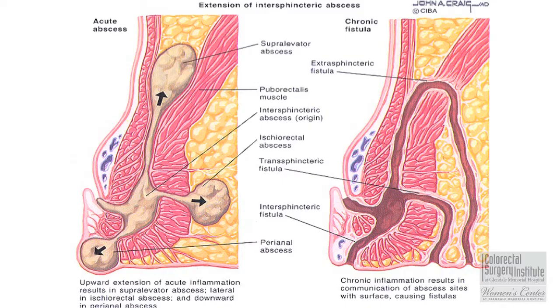They can become quite complicated. Because of these anatomic spaces and grooves, they can go north, they can go south, or they can go laterally and create these various tracts and tunnels. The vast majority are like this, or perhaps like this. This represents less than 5% of the anal fistulas. So most of them are relatively simple.